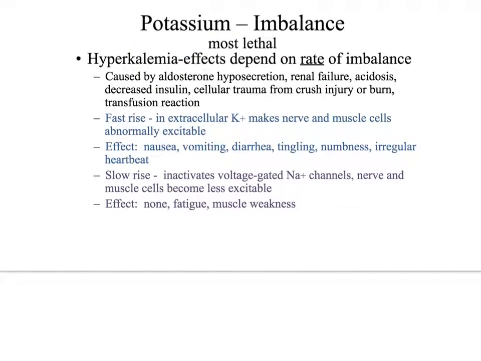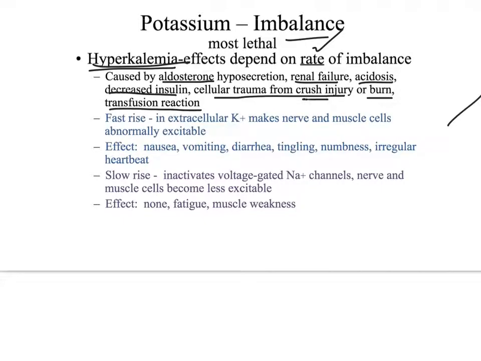Now, potassium imbalances. Potassium imbalances are the most lethal. Hyperkalemia would be too much potassium. The effects depend on how fast the imbalance occurs. It could be caused by low aldosterone, renal failure, acidosis, decreased insulin, cell trauma from a crush injury or a burn or transfusion reaction.